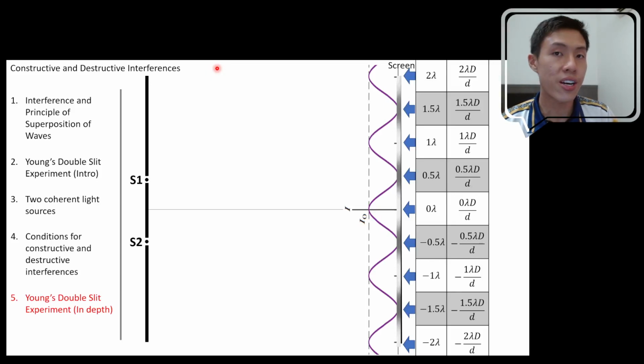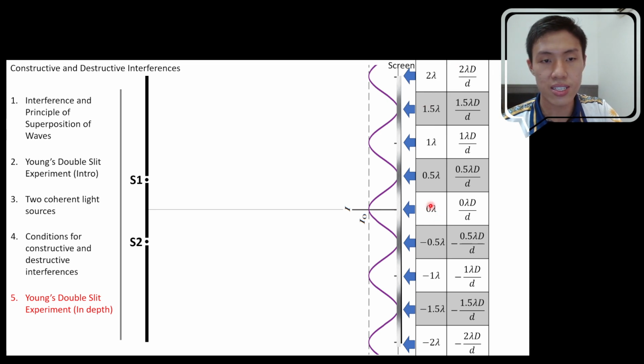Now that we already derived the equations for constructive interference and destructive interference, let's do a little bit of summary to try to see everything in a single picture. Okay, so just now we already talked about the path difference over here. This column here represents the path difference.